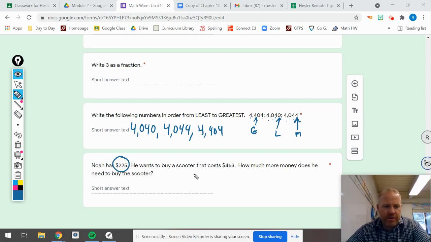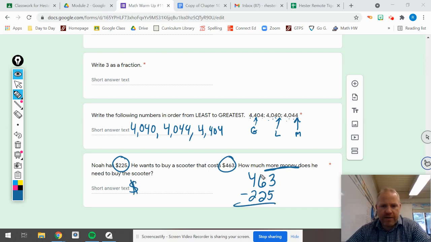Noah has $225. He wants to buy a scooter that costs $463. How much more money does he need? So we need the difference. How much more means subtract. Take your bigger number and subtract your smaller number. Your final answer should be in dollars.